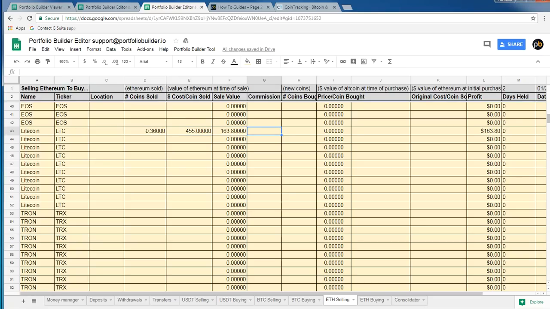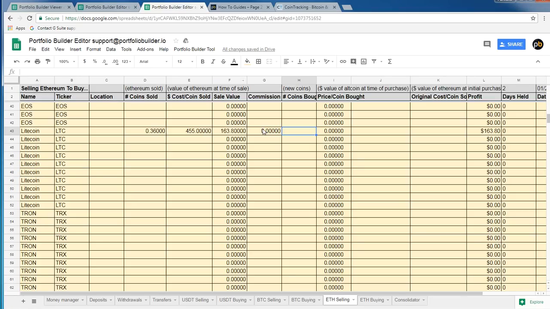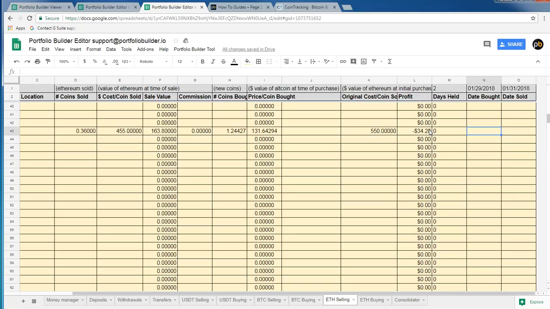If I used a limit order, which is taught in the course, there's a $0 fee. And now the Litecoin purchased would be easy to copy out of GDAX in your order ticket, but for this demo I can calculate it. I just look at the last price of Litecoin is 131, so equals 163 divided by 131, and my original price, if I recall, was $5.50, so I can show a $34 loss at this point. Now, of course, when the market's going up, you would be showing profits.